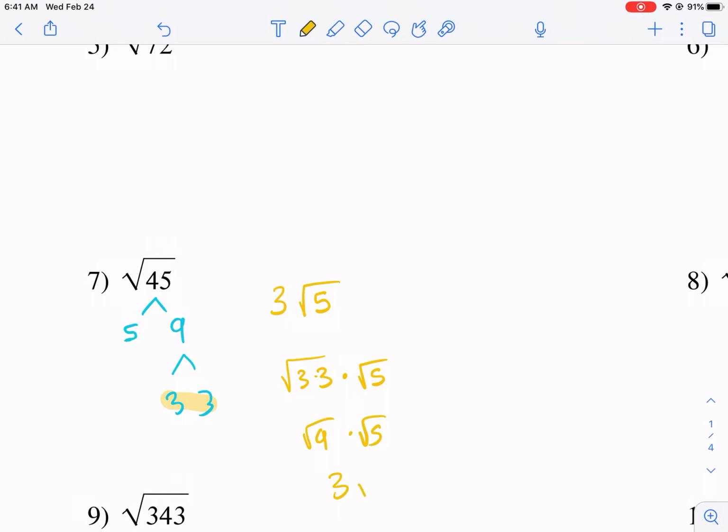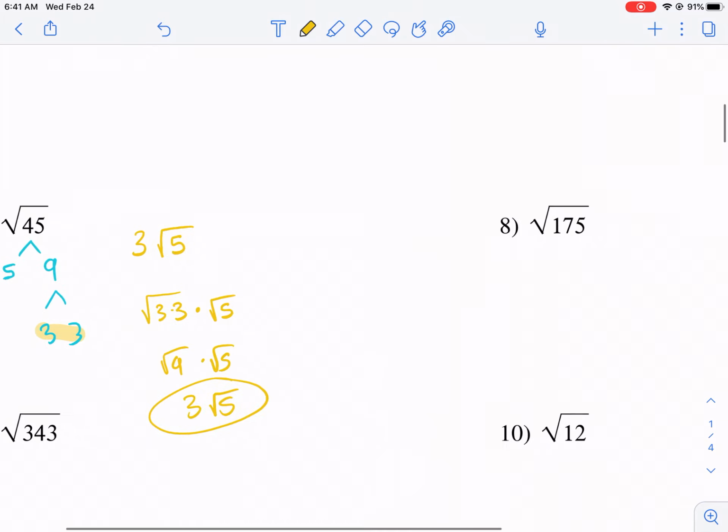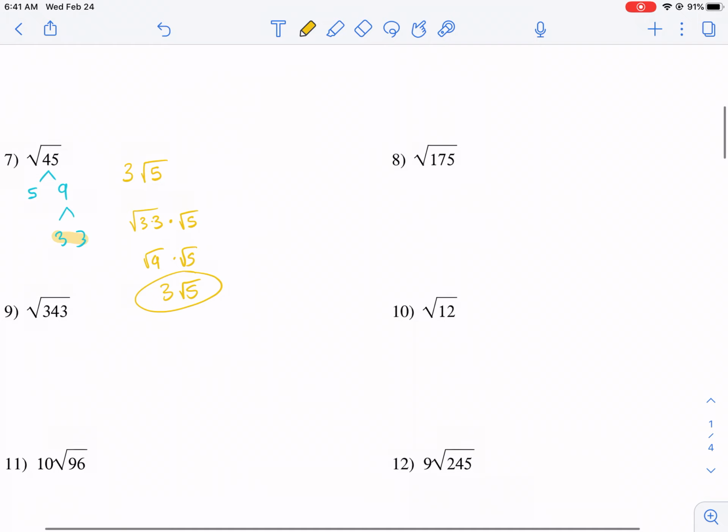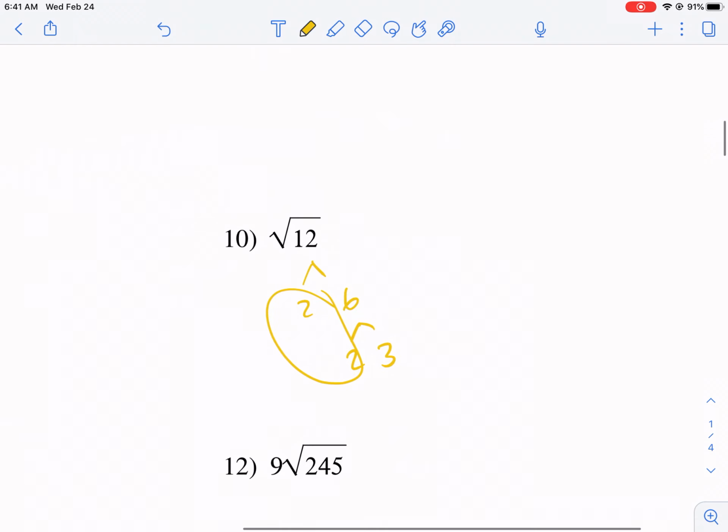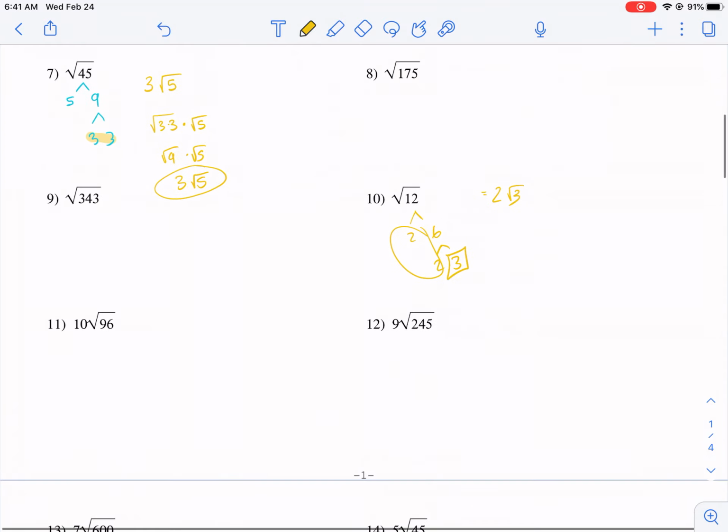The square root of 9 is 3, 3 radical 5, and that's another way to look at it, okay? Square root of 12: 2, 6, 2, 3. There's a pair of 2's that leaves. Okay, if you don't have a highlighter, I generally just circle them. So I have 2, a 2 leaves the house, 3 has to stay home, 2 radical 3.